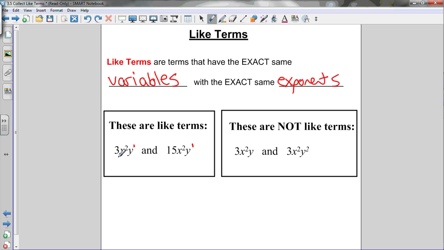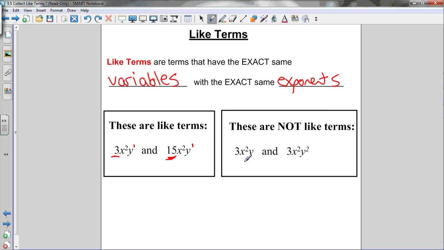The fact that the coefficients are different, so remember coefficient is the number in front of the variables, the fact that the coefficients are different does not matter at all. The coefficients have nothing to do with determining whether or not terms are like terms. So even though this is a 3 and this is a 15, that does not matter. That does not affect the fact that they are like terms. All we're looking for are the variables and the exponents on the variables to be the same.